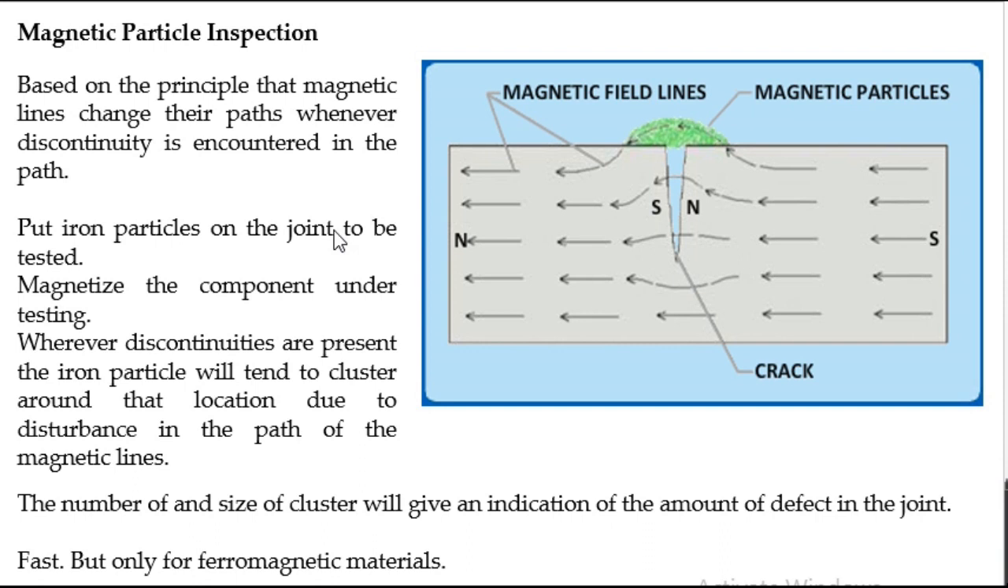Now depending upon the number of cracks, if there are more cracks, there will be more clusters, and if the size of the crack is high, then the size of the cluster will also be high. So this way we can find out how many defects or discontinuities are present and what is the size of that defect. The defects or discontinuities may be cracks, porosity, subsurface defects, or blowholes, whatever is there. It is quite fast. It is faster than dye penetrant test, but it is only possible for ferromagnetic materials.